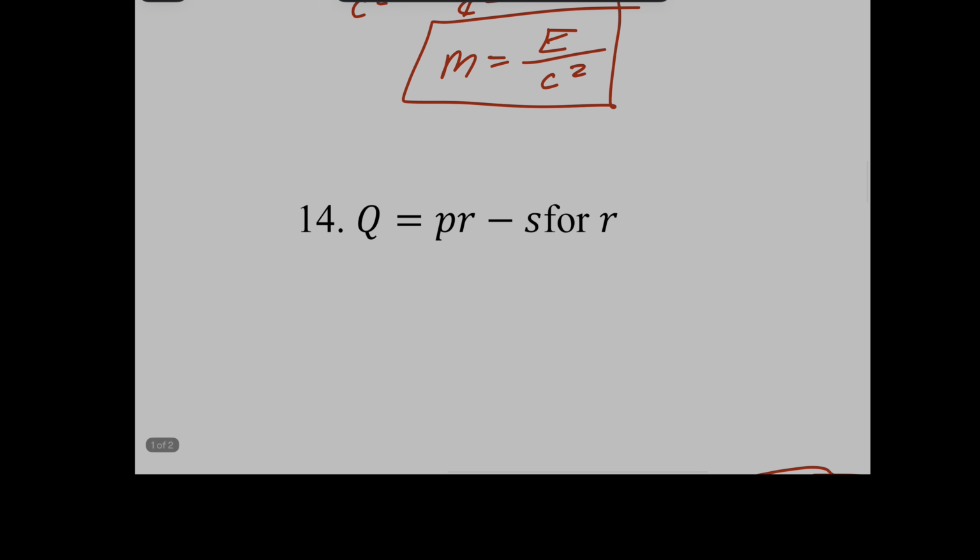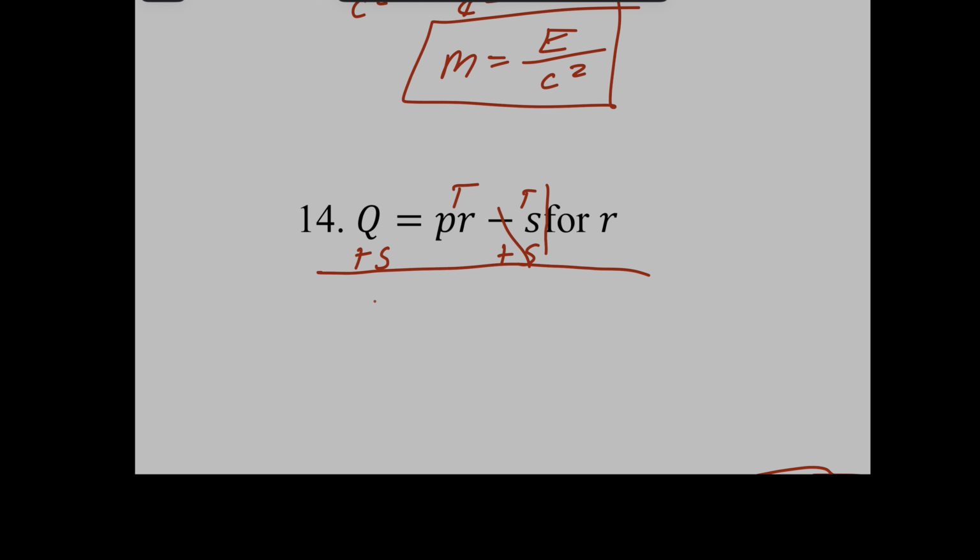And the last one, Q equals PR minus S, solving for R. So I want my R by itself. If you notice, I have a term here and I have a term here. I can't divide until the term is by itself. So I need to get rid of this negative S. Well, minus S, what's the opposite? Plus S, and then you go plus S on the other side.